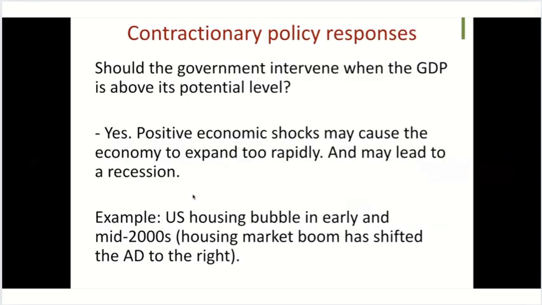So overall, should the government intervene when the GDP is above its potential level? Yes, because positive economic shocks may cause the economy to expand too rapidly and, like I said, may lead to a recession. An example of this is the US housing bubble in early and mid 2000s. The housing market boom had shifted the AD to the right, which meant the government would need to implement contractionary fiscal policy to get it back towards equilibrium.